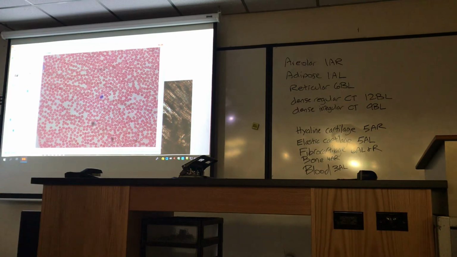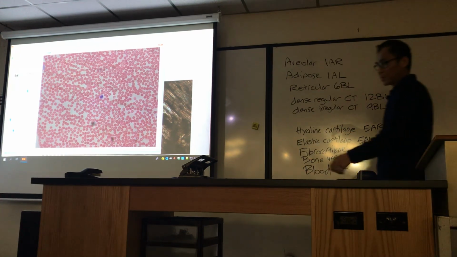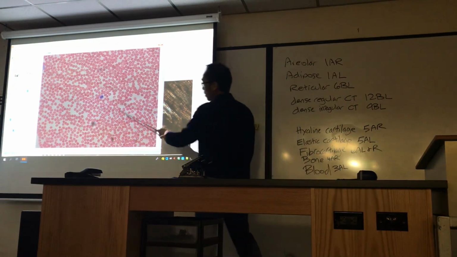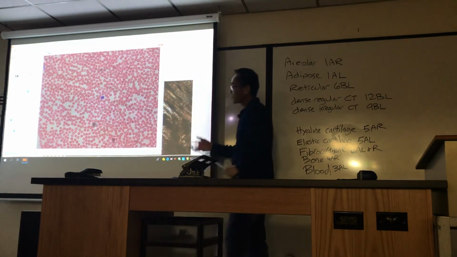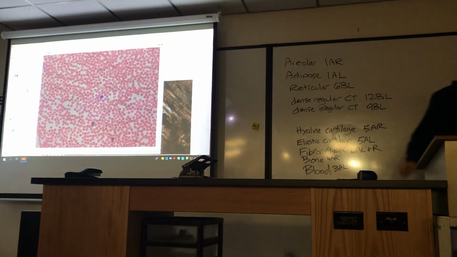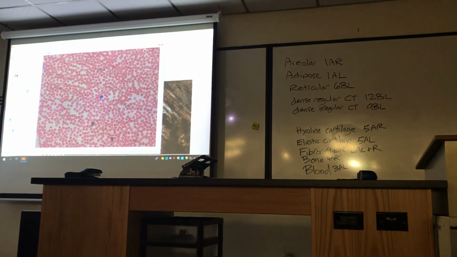So just white blood cell, red blood cell. Do you see the white blood cell right in the middle? The little purple guy right there. Right there. Bam. White blood cells are outnumbered 1,000 to 1.